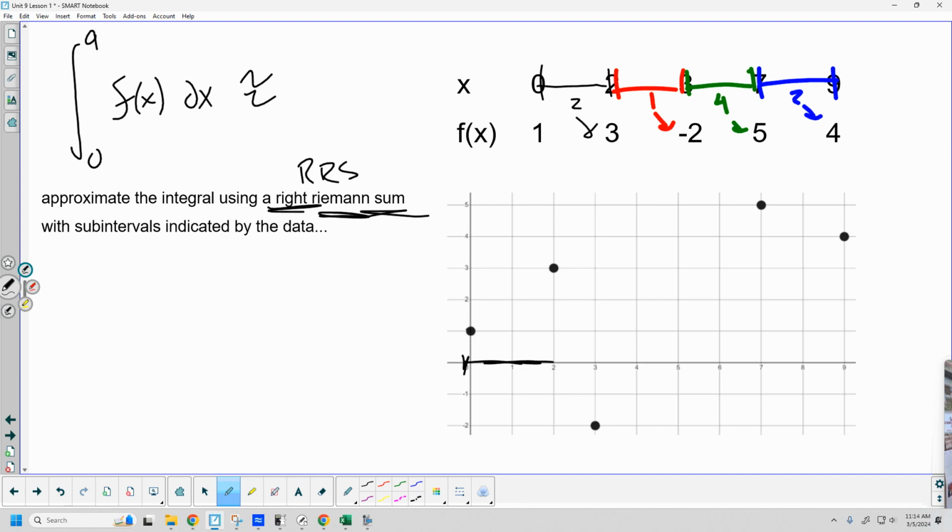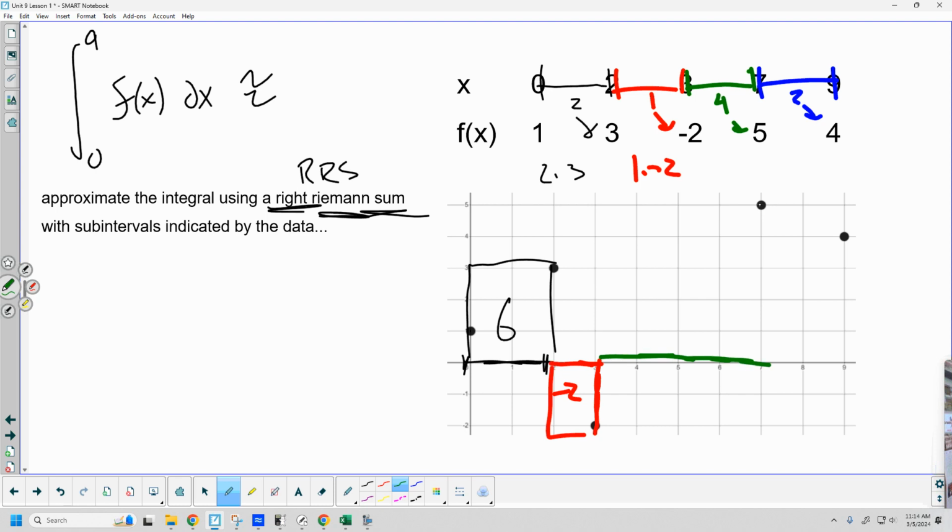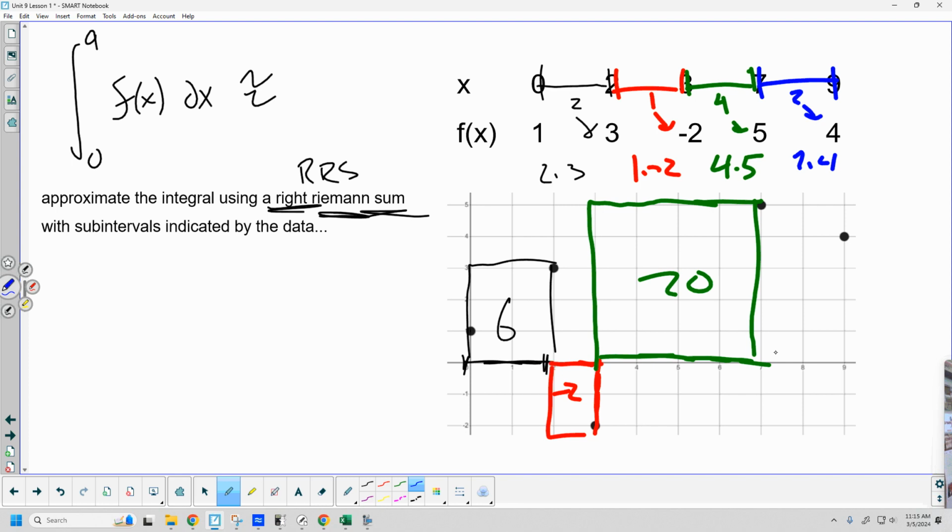Base of 2, height of 3. I got a 6. 2 times 3. Base of 1, height of -2. I got a -2. Base of 4, height of 5. I got a 20. Base of 2, height of 4. I got an 8. Cool. So we got 24 plus 8, which is 32.